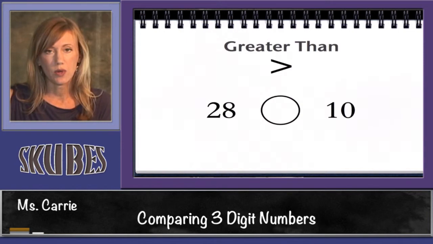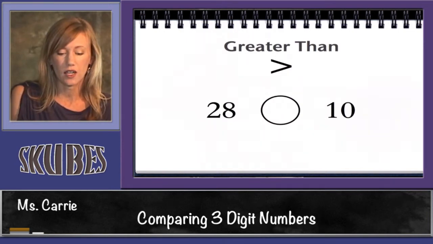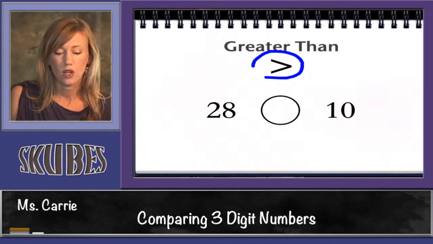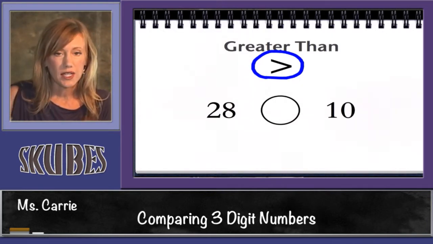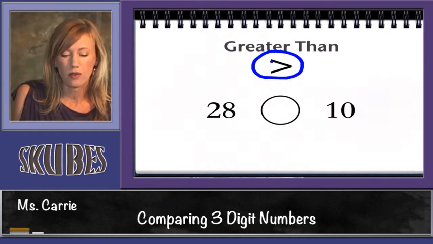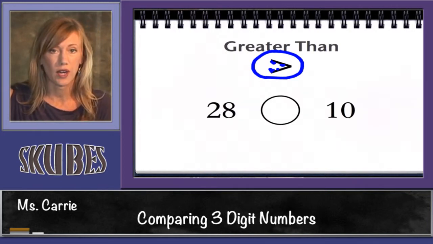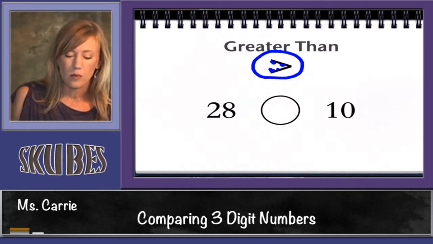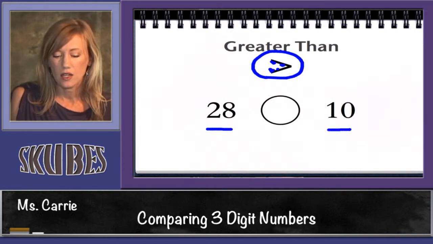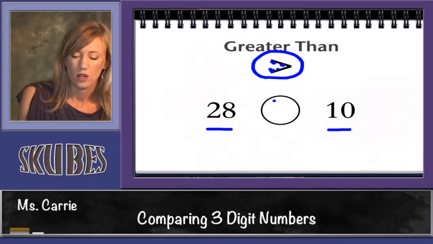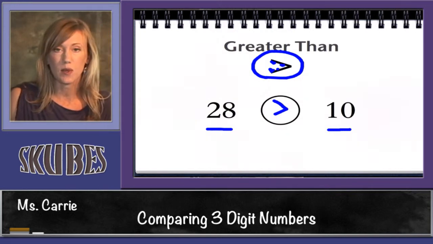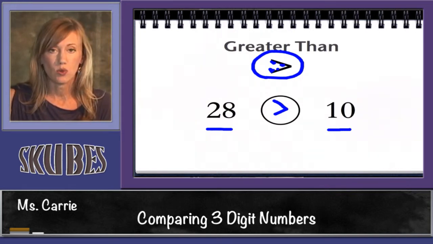There's a special sign we use. It's called the greater than sign, and it looks like this right here to show that one number is greater than another number. And I like to pretend like it's like an alligator mouth with its little teeth, and it eats the bigger or the greater number. When we look at the numbers 28 and 10, we know that 28 is greater than 10. We're going to use our greater than symbol here. It's like the mouth is eating the bigger number. 28 is greater than 10.